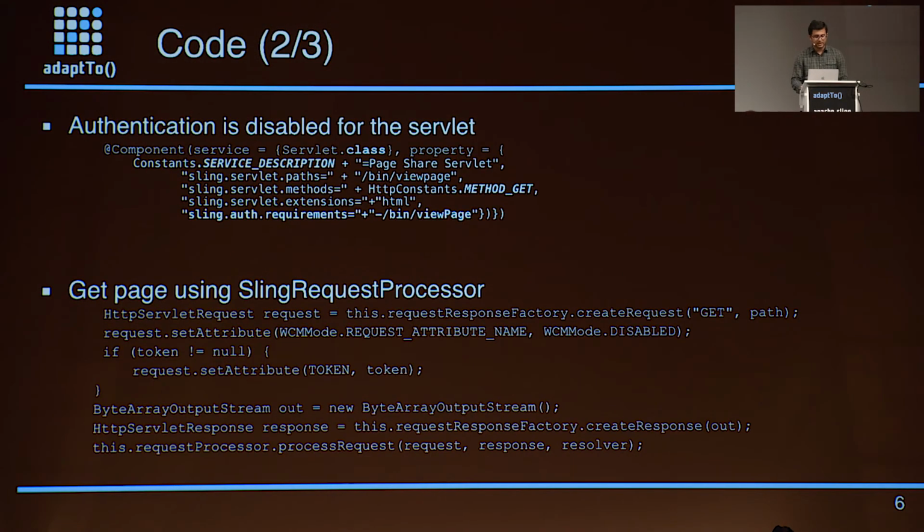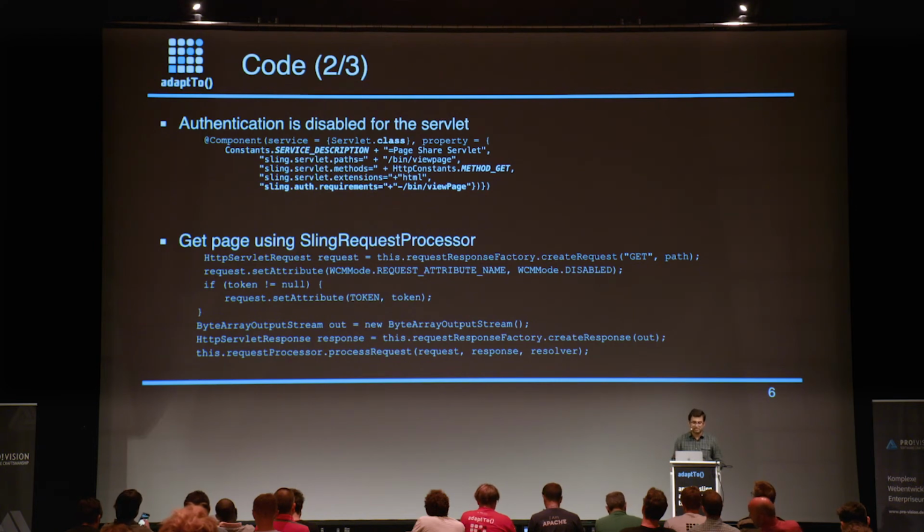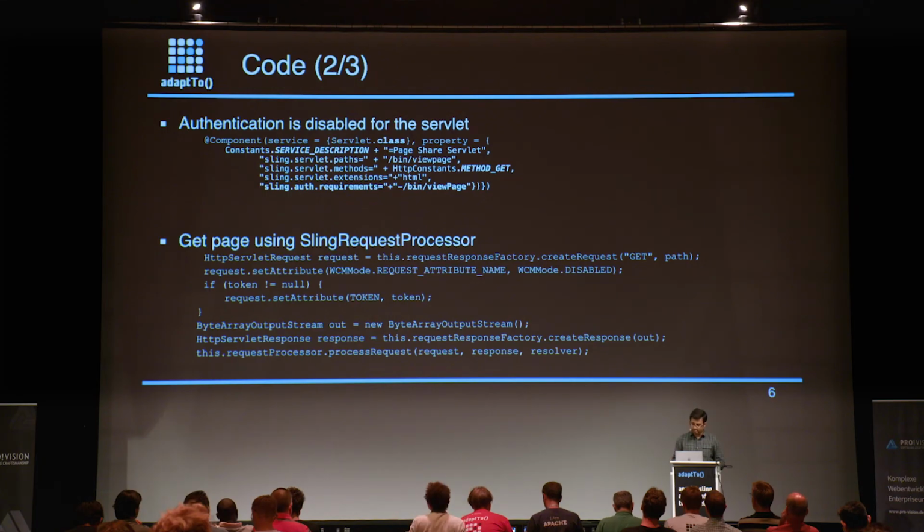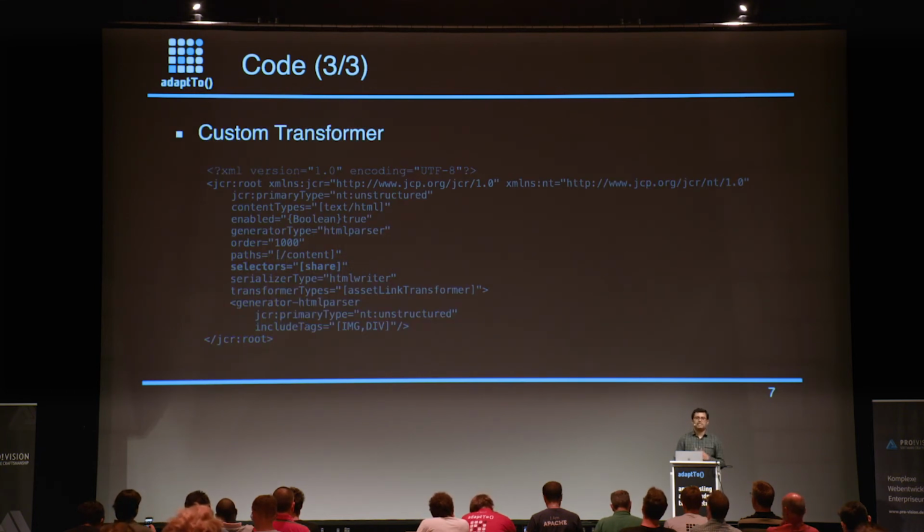In order to render this content, a new servlet is created, and this servlet bypasses authentication. That's what you can see here, where it says Sling authentication requirement. For this particular servlet, authentication is not required. It uses the Sling request processor to fetch the content, as a service user, based on the unique ID you received. It finds a mapping of the page, gets the actual page which needs to be rendered, and returns that page. And then it also has a transformer.